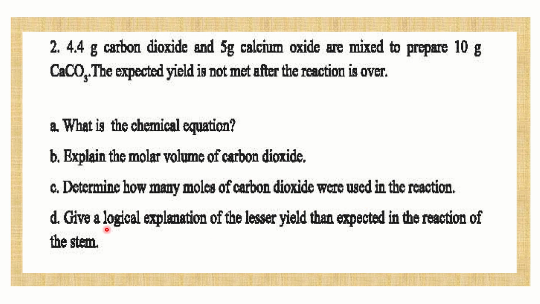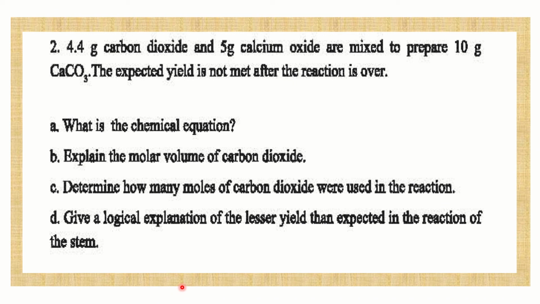Now look, D number question: give a logical explanation of the lesser yield than expected in the reaction of the stem. You have to do it mathematically. You have to give a logical explanation. Why was the expected amount, that means 10 gram calcium carbonate, not produced in this reaction? We have to find this out.